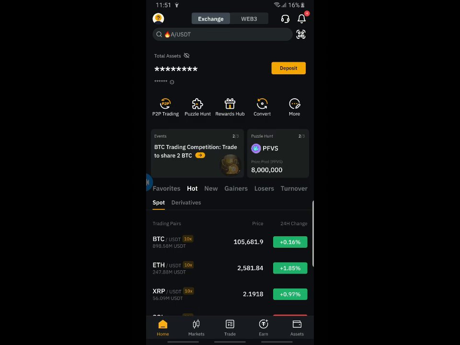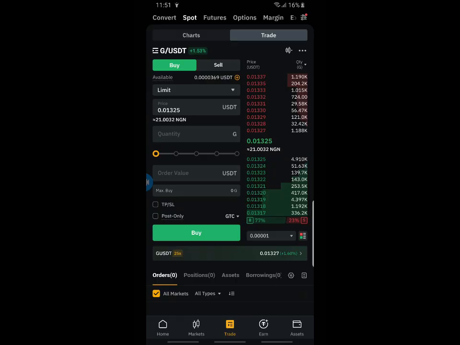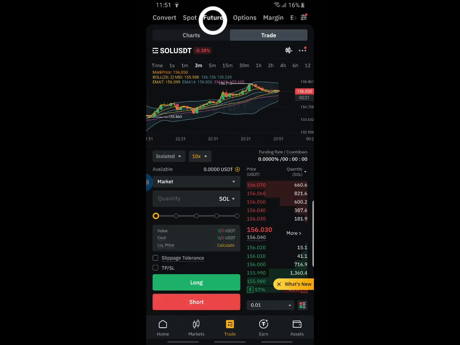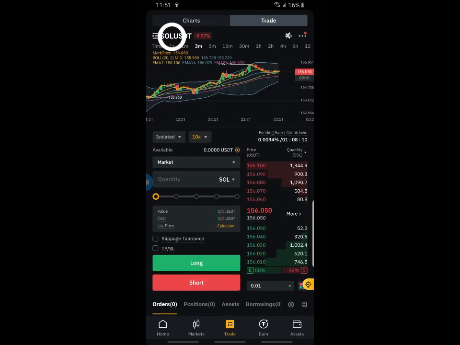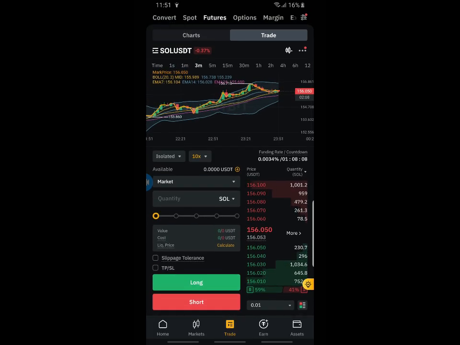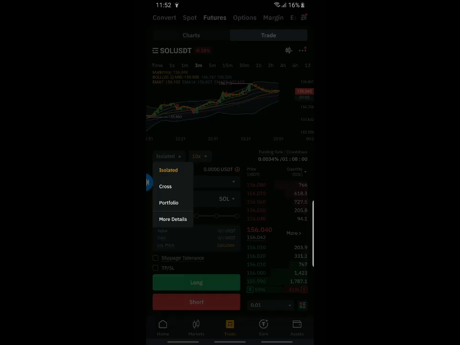To trade, this is a Bybit account. Trade, and then as you can see, we have spot here and we have futures. Let's say we go to futures, and then Solana USDT, now we want to trade Solana. How do we trade Solana? Now the first thing you should know is that we have what we call isolated. This isolated right here controls your liquidity.